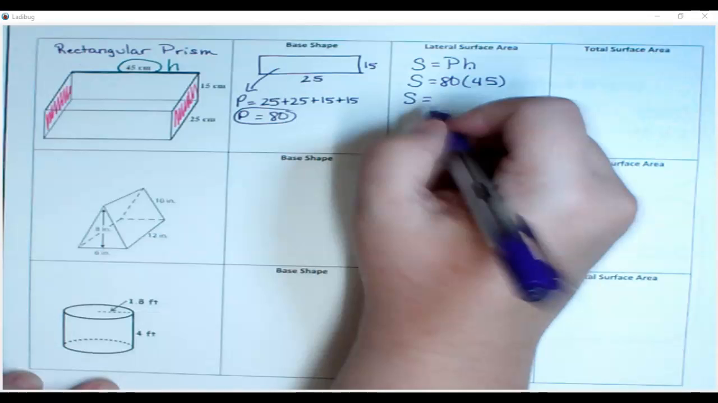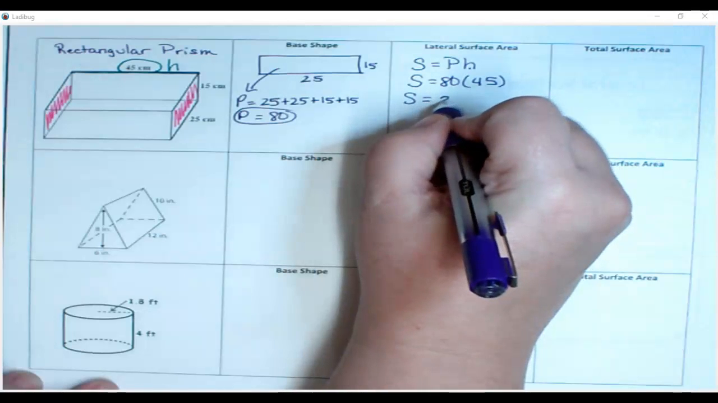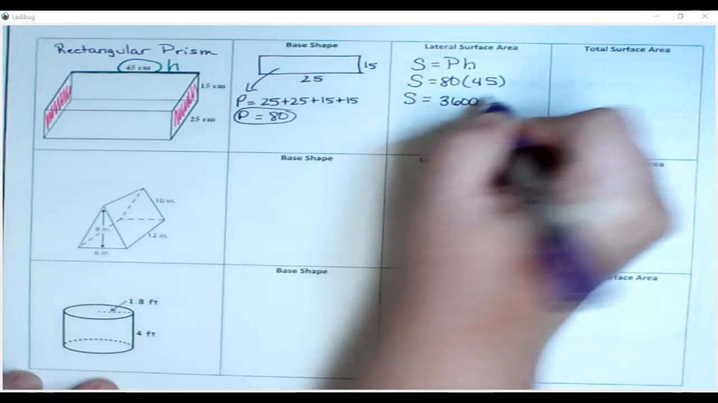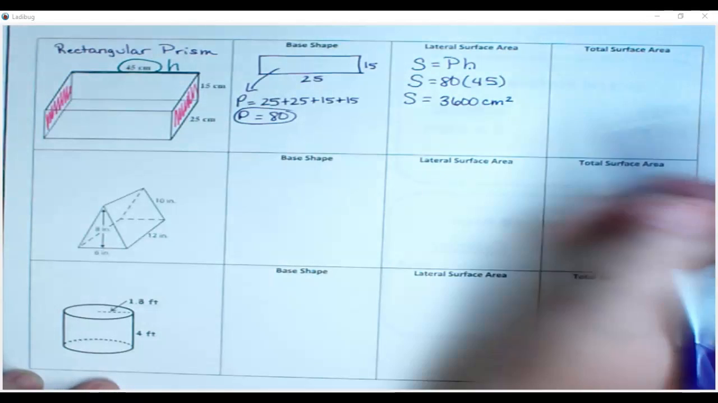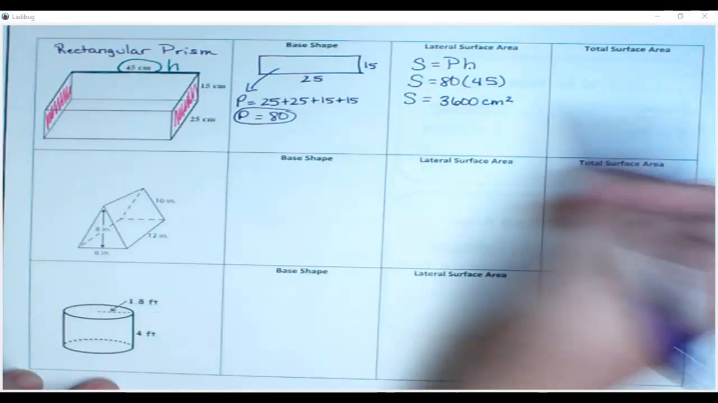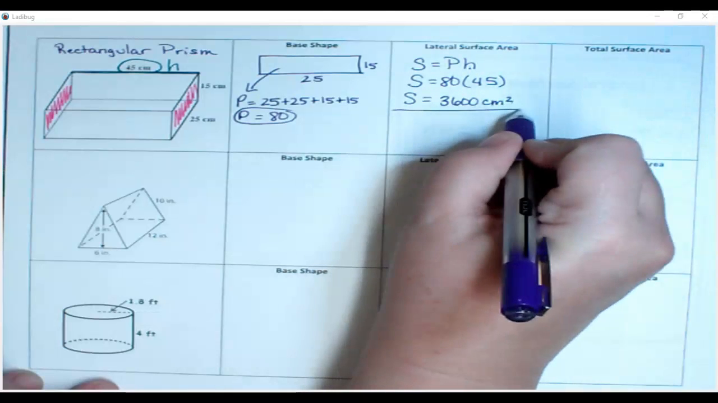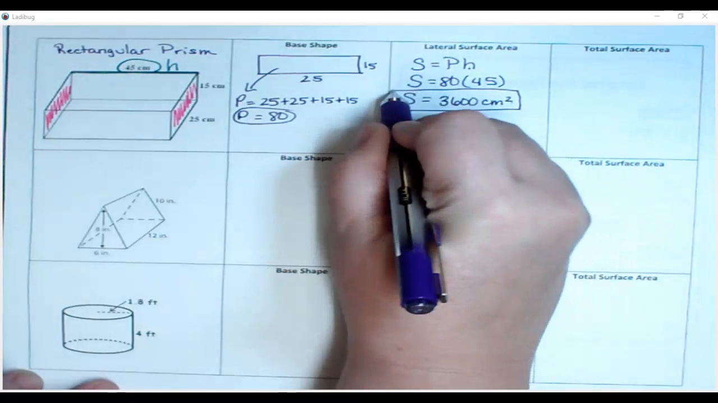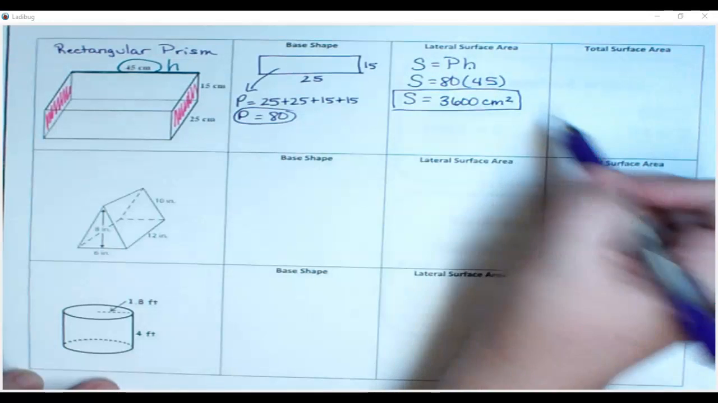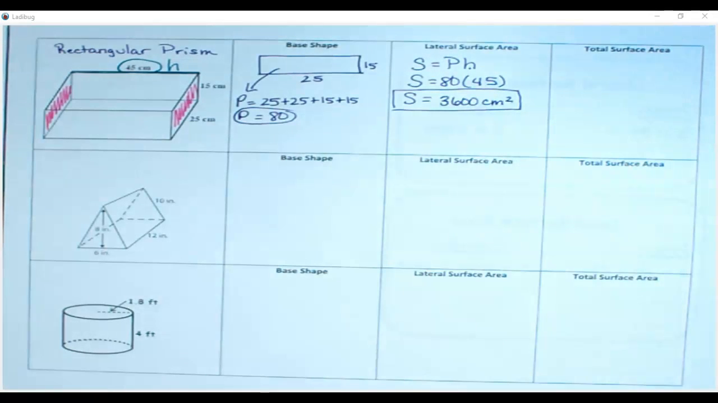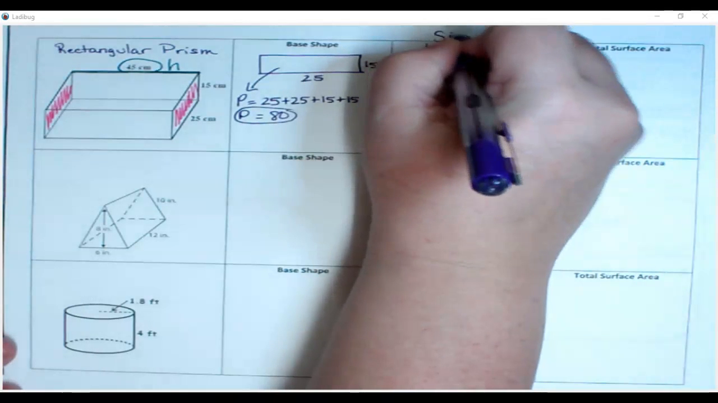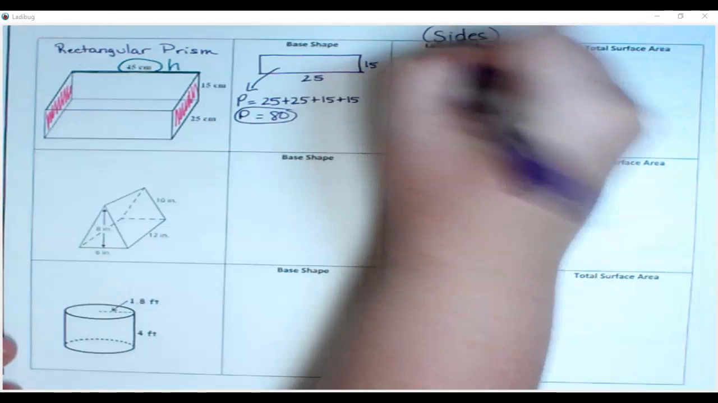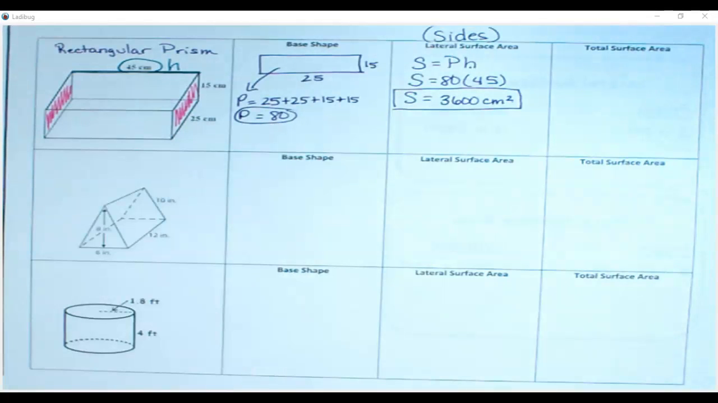Multiply those together. You should get 3,600 centimeters squared. Remember, we are talking about area, so we are measuring in square units. So our lateral surface area is 3,600 centimeters. And remember, lateral surface area means we're only talking about the sides, just all the sides, not including the bases.